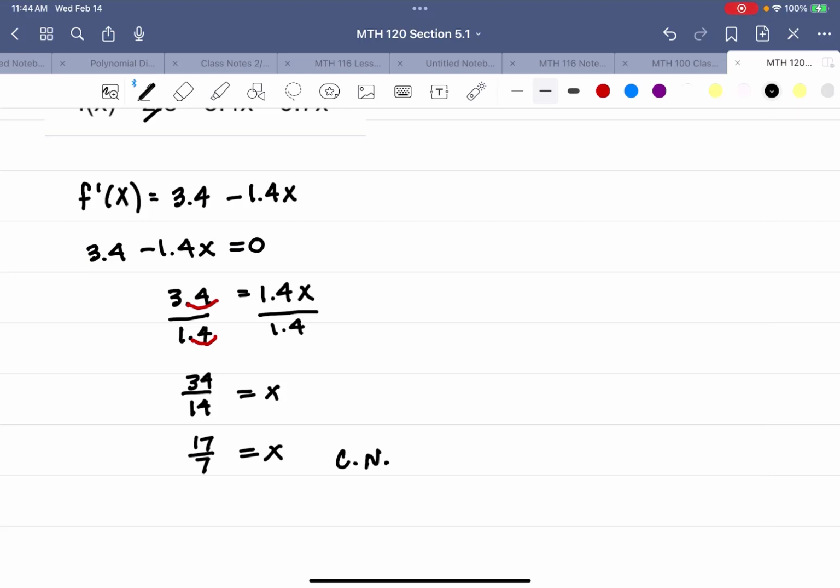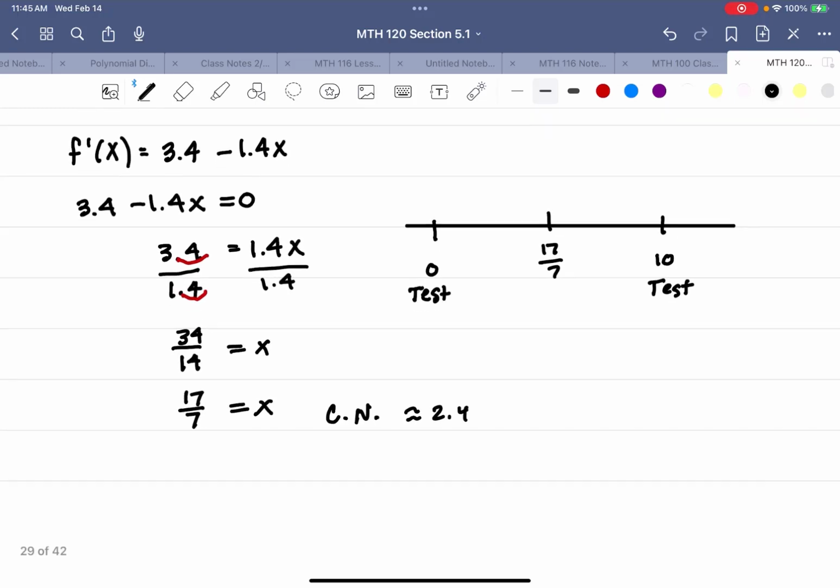17 over 7. I will put my critical number on a number line. So 17 over 7 is a positive number. And I need to determine what's happening to the sign of the derivative to the left and the right of 17 over 7. Now, 17 over 7 is approximately 2.4. So I need to pick something to the right. I'll pick a 10. That's clearly to the right. And I'll pick something to the left. That's going to be 0. Now, these are my test points. So I'm going to test 0, and I'm going to test 10.